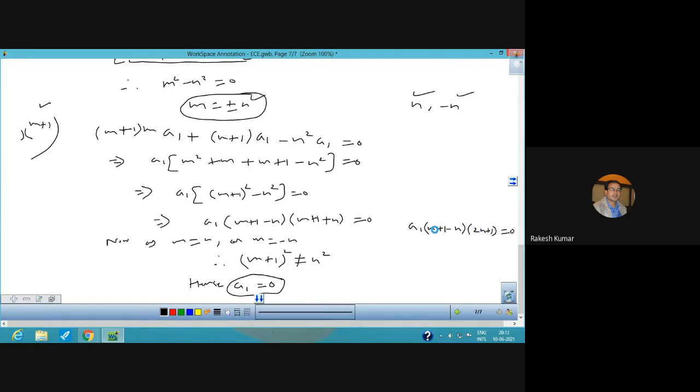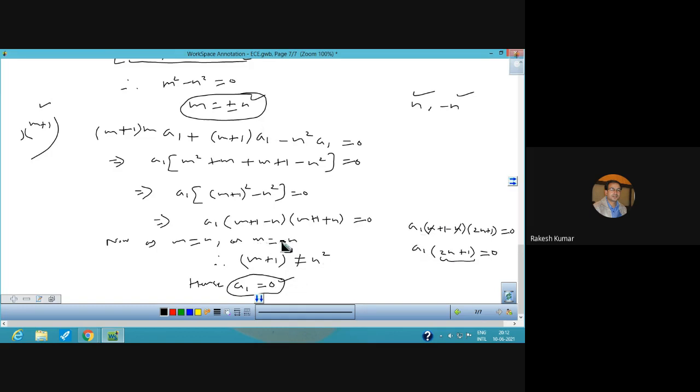So this n is cancelled, and you will have a1 (2n plus 1) is equal to 0. Now this can never be 0 for any integer, because we are getting the non-zero values of m. So the only possibility is a1 is 0.